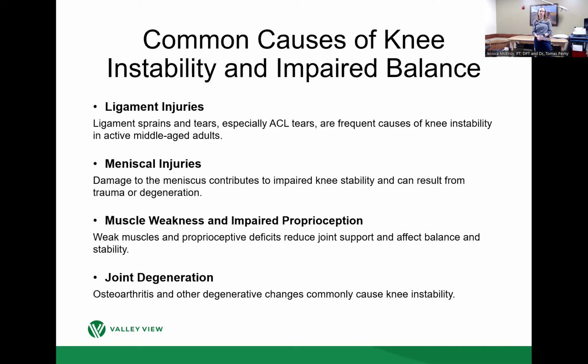Osteoarthritis and other degenerative changes commonly cause knee instability. Knee osteoarthritis affects 10 to 13% of people starting at age 45 and around 37% of adults 60 and older, leading to joint pain, instability, postural sway, impaired proprioception, and increased fall risk.